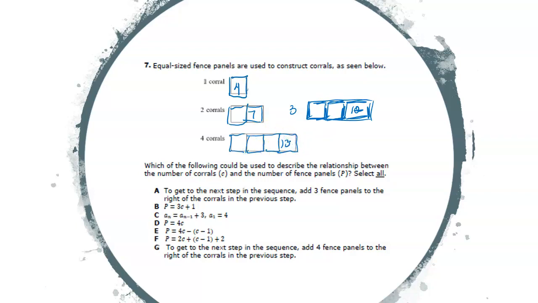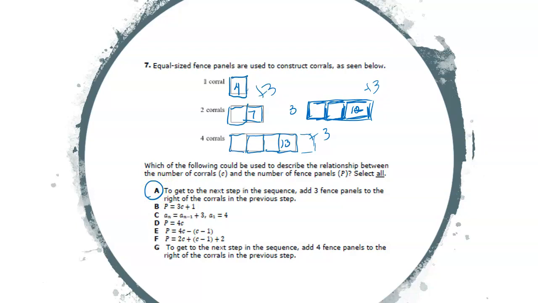Are you seeing the pattern yet? We went from 4 plus 3 is 7, plus 3 is 10, plus 3 is 13. Each time, all we're doing is adding on 3 more panels. 1, 2, 3. All right, so we're adding on 3 each time. So it says to get to the next step in the sequence, add 3 fence panels to the right of the corrals in the previous step. Yes, that's true. We're adding 3 panels every time.